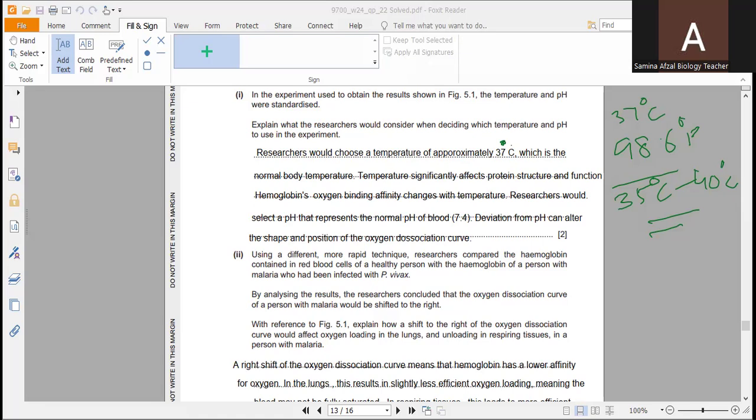Deviation from pH. If there is a change in the pH, it can alter the shape and position of the oxygen dissociation curve. So in this way, I would like to say, for reliable or accurate results, I would like to write one more sentence over here.